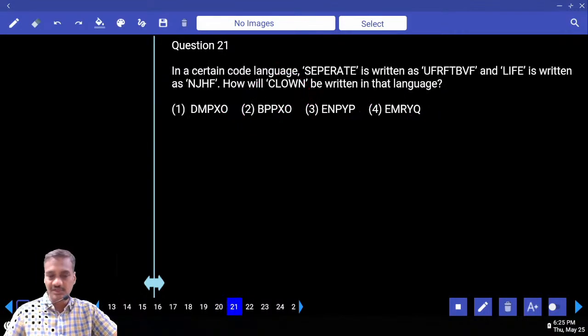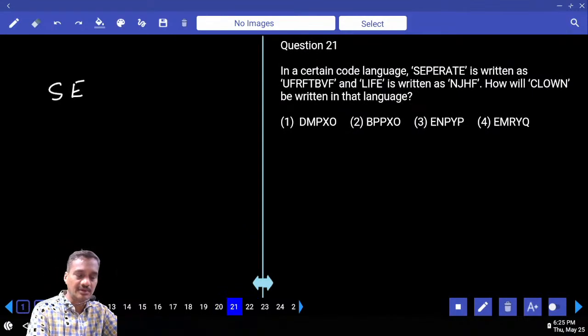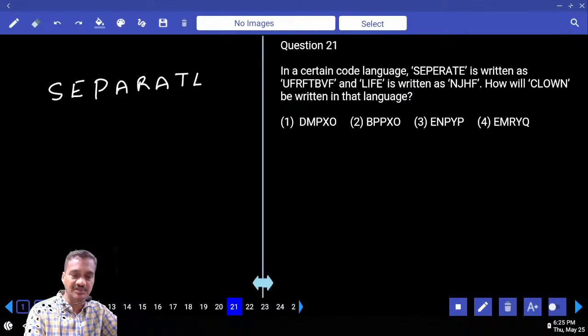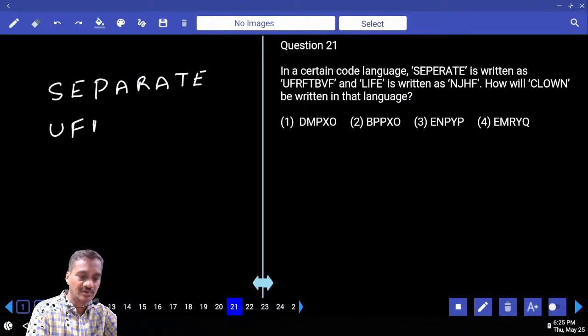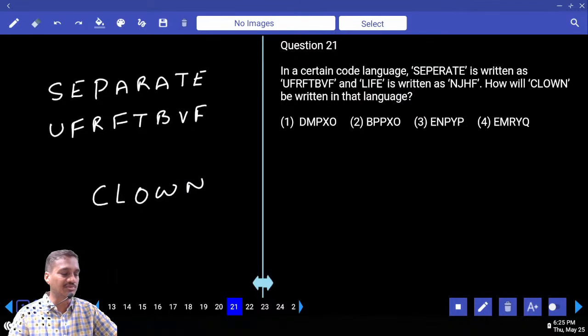Then 21st, in a certain code language, the word SEPARATE. Now SCPARATE. Now the code given to the word separate is, and what is the code? UF or FT? UF or FT BVF. FT BVF. Then how is the word CLOWN written in this code? Now S and U, tell me what is the difference we have between these two? Now S and U, that is plus 2.